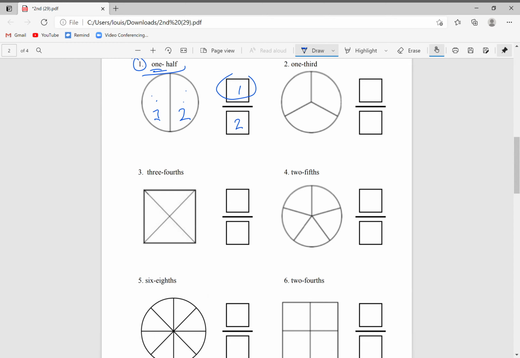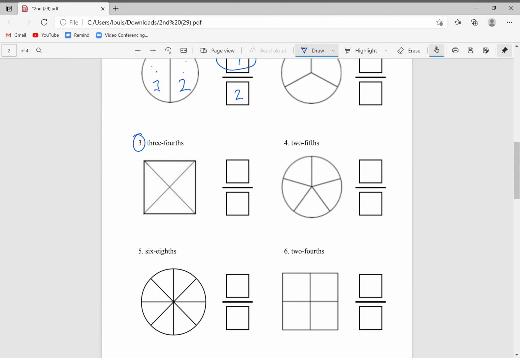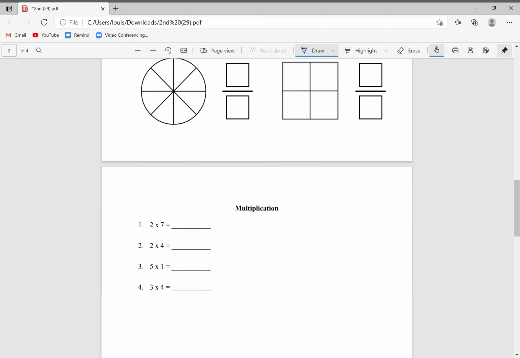Let's try another one. Let's do number 3, 3/4. So when counting, we see that there's 1, 2, 3, 4. There's 4 parts in this entire square. So because there's 4 total parts, we would write 4 because this represents the entire shape, how many parts there are in total. It's asking us for 3/4, so not 4/4, but 3. So you simply write 3 because it's asking us for 1, 2, 3 out of 4 parts. You understand? This is very simple.